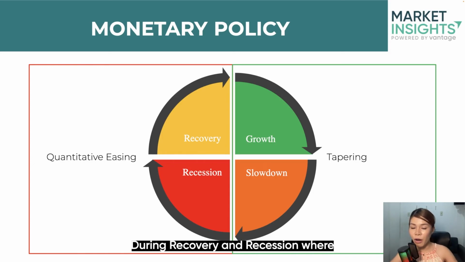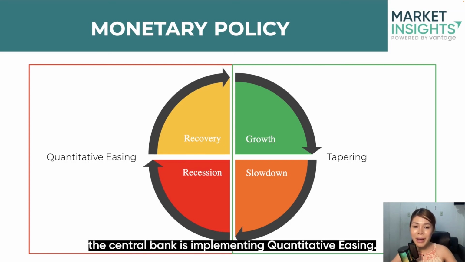To summarize the episode, we have 4 economic cycle phases: recession, recovery, growth, and slowdown. During recovery and recession, where the economy is at its weakest, the central bank is implementing quantitative easing. They do this by lowering the interest rates, making loans affordable for everyone, and purchasing assets from the market. During growth and slowdown, the economy is at its strongest. Thus, the central bank would be implementing tapering.